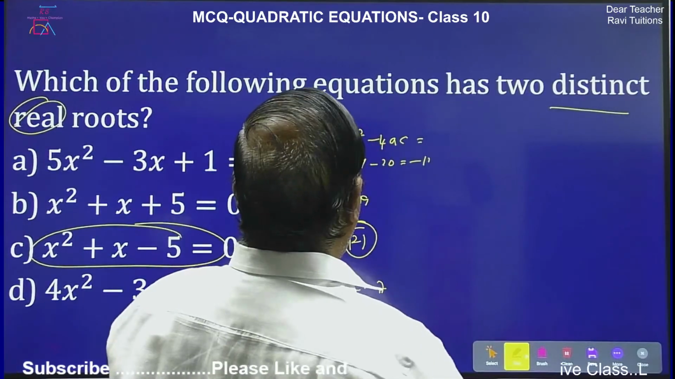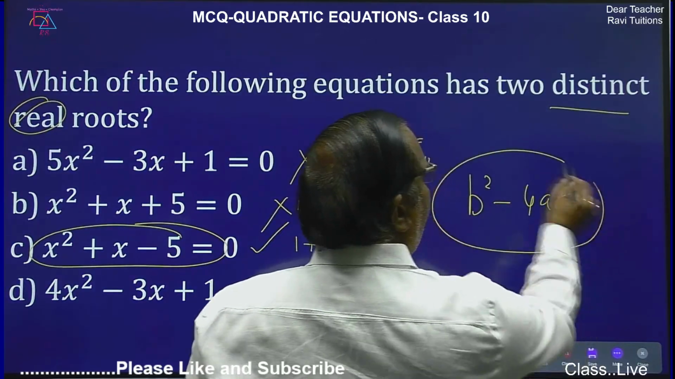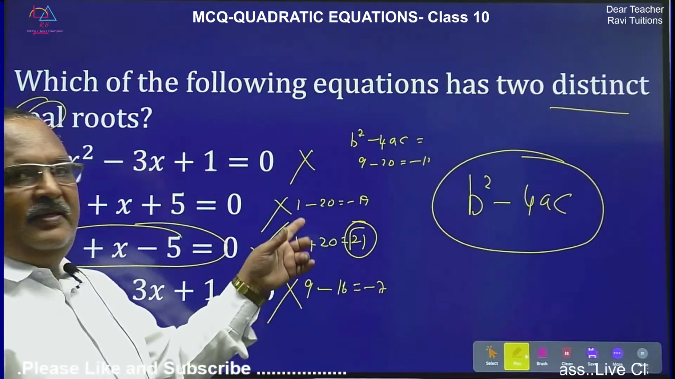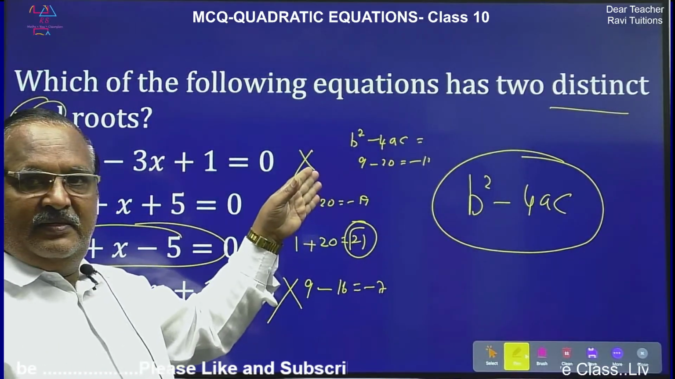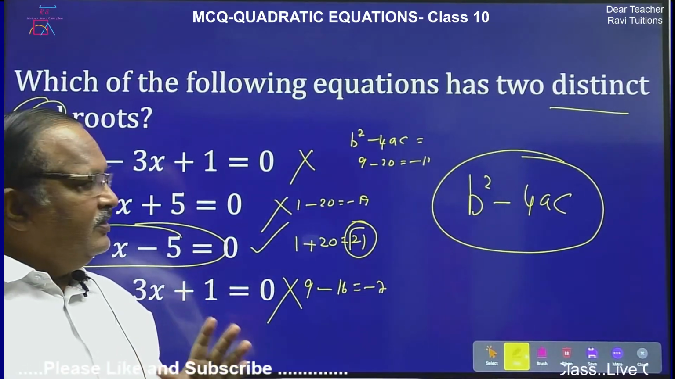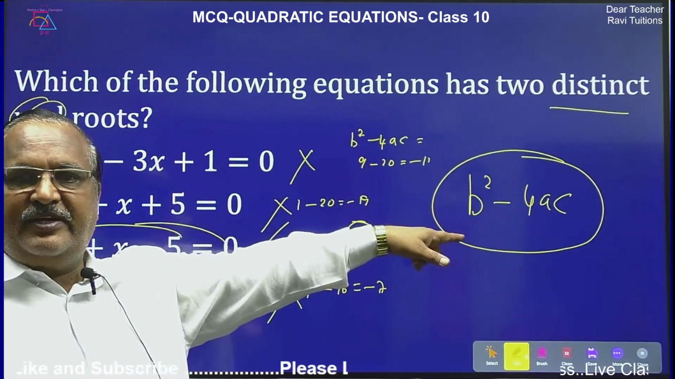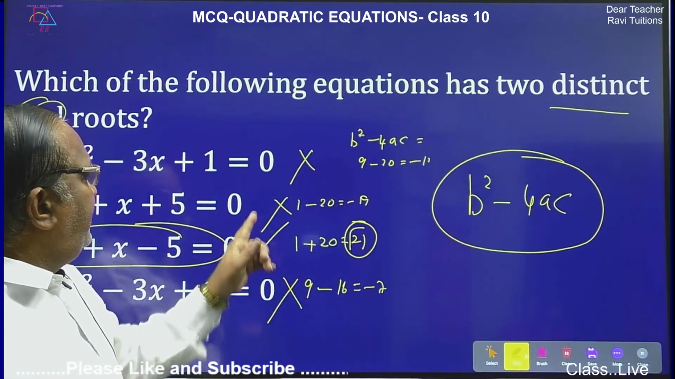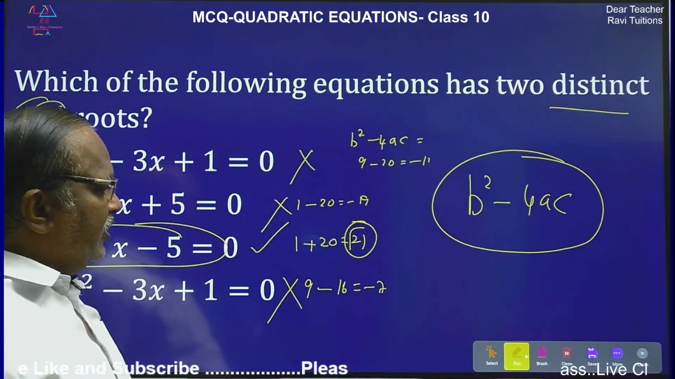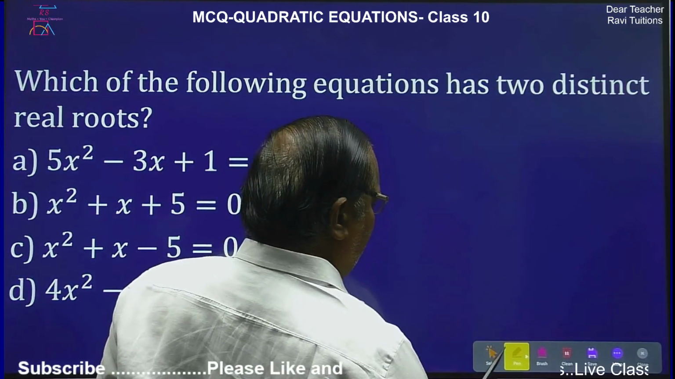So very important thing is, on b square minus 4ac you have to do more practice. Now see how I have done it with my mind. I have done it very fast. So if you are doing only 1 or 2 problems, that fastness won't come. You should do a number of problems on this b square minus 4ac, so that you can eliminate these answers very happily. Okay, so now C is the answer, right? Let us go to another question.